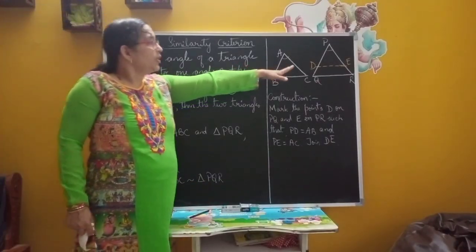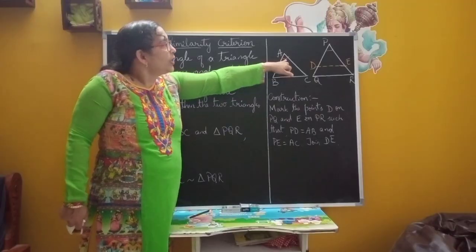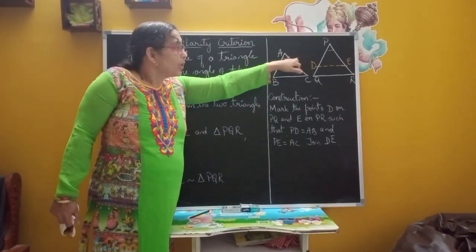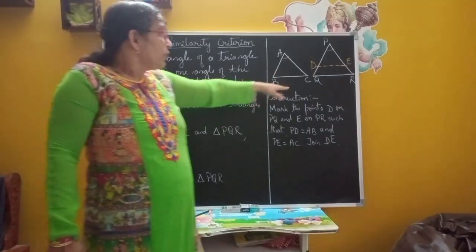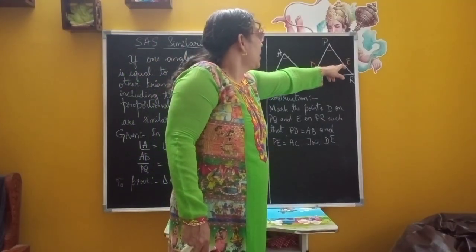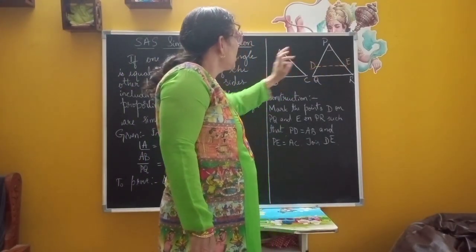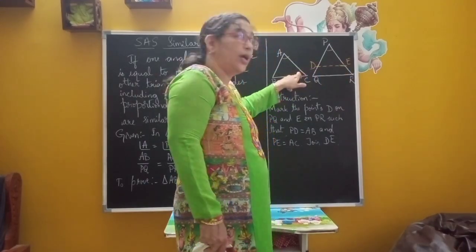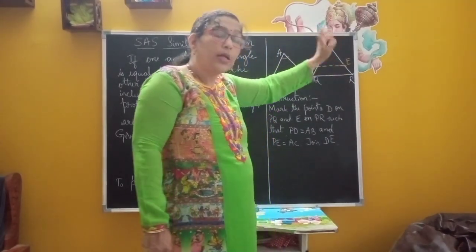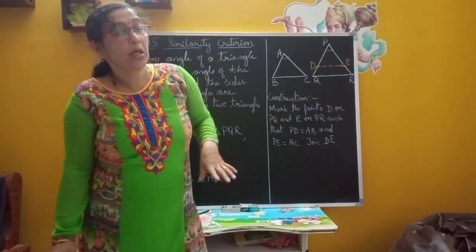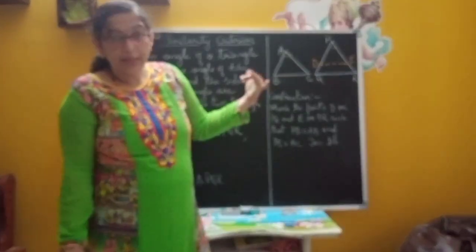Just observe the figures now. One of the angles, A and P, are equal, already given. Now we can prove D and E. D is equal to B and E is equal to C, if they are congruent triangles. In congruent triangles, all corresponding angles are equal and all sides are equal.